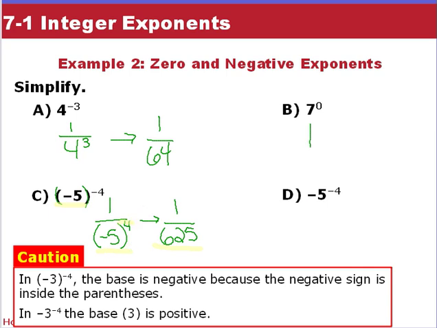For this one, our negative sign is out front, so that stays. So we get negative 1 over 5 to the 4th, which becomes negative 1 over 625. It's really important to watch where your negative signs are. Here the negatives are grouped, and here the negative 4 is just attached to the 5, not to the negative sign.